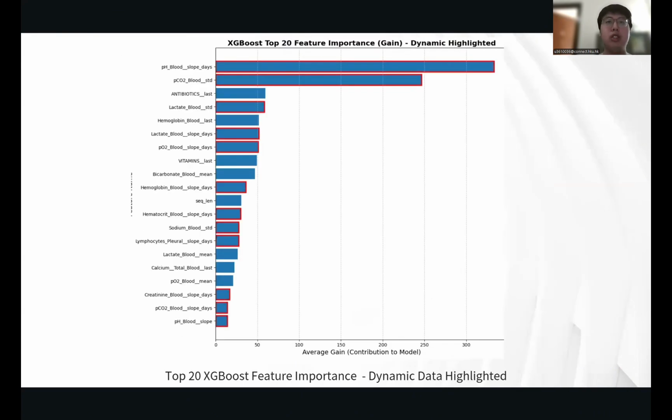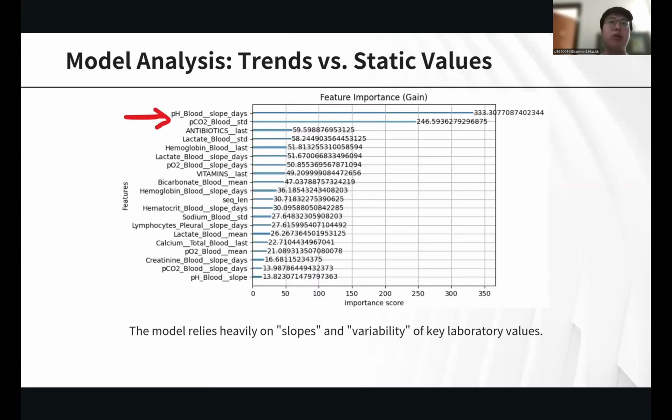We confirmed this logic with our global feature importance analysis. In this chart, the red box highlights dynamic features, those that track changes over time. The single most important feature in our model is pH slope. This is a crucial finding. It proves that the trend of a patient's health is far more predictive than their status at a single moment in time.